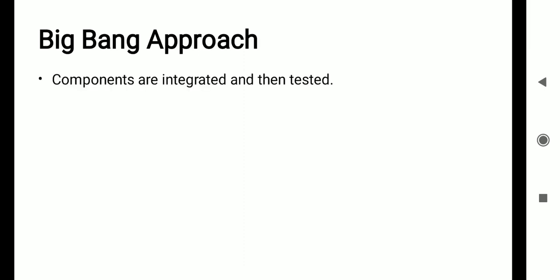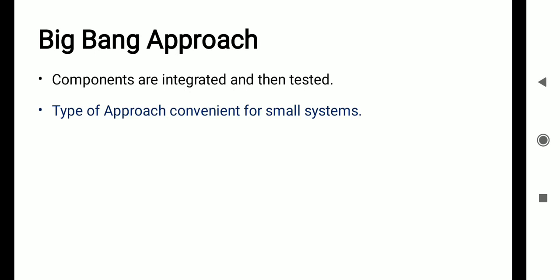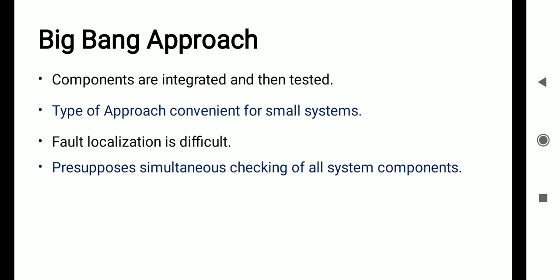Coming on to the next point, that is the Big Bang approach. Components are integrated and then tested. This type of approach is convenient for small systems. Fault localization is difficult. It presupposes simultaneous checking of all system components.